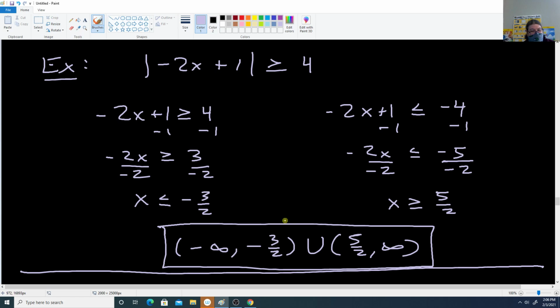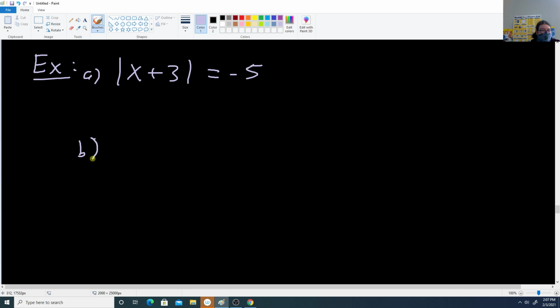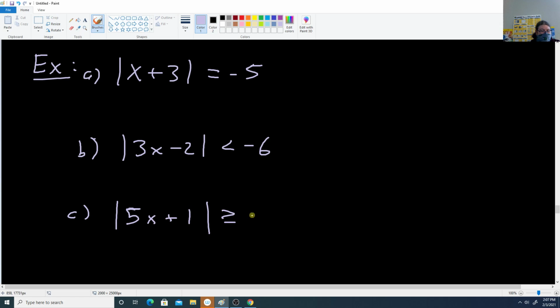So the next group, we got a couple of cases we're going to look at as to when you compare some stuff to negative numbers. So let's say I want to know, when is absolute value of x plus 3 equal to negative 5 for part A? When is absolute value of 3x minus 2 less than negative 6? And when is absolute value of 5x plus 1 greater than or equal to negative 2?